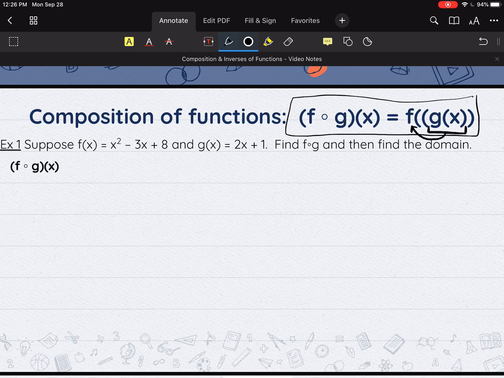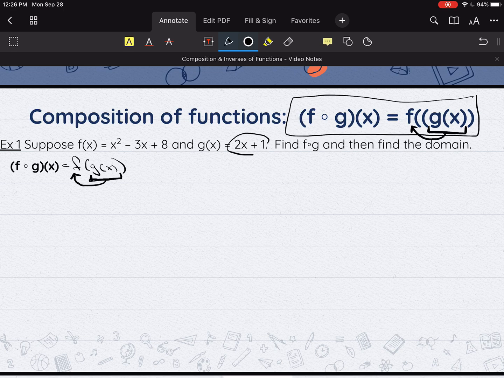Now, we can see it as f of g of x, that's how we say it, or it can be flipped around and be g of f of x. But the important thing to remember is we take the inside function and we plug it into the outside function. So, looking at example 1, f of g of x. I always like to just rewrite it this way because it makes more sense to me. Because again, I see my inside function, and I'm going to plug it into the outside function.